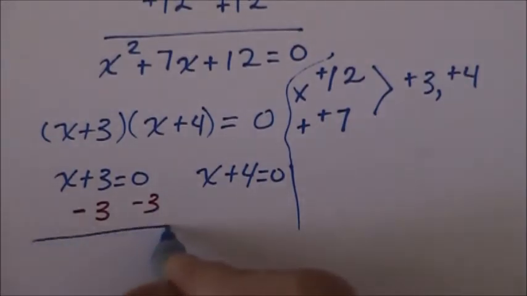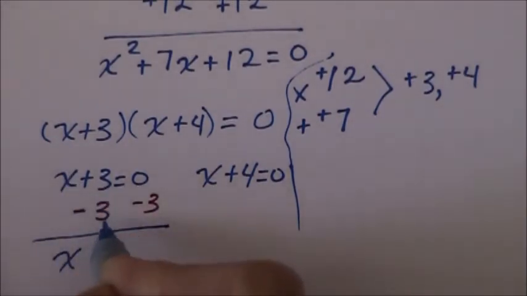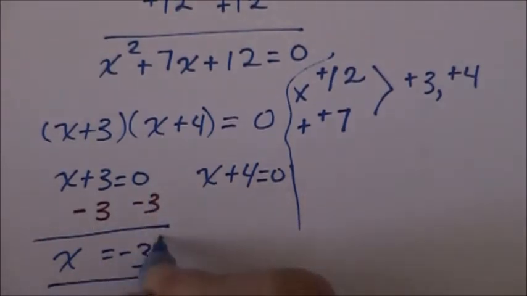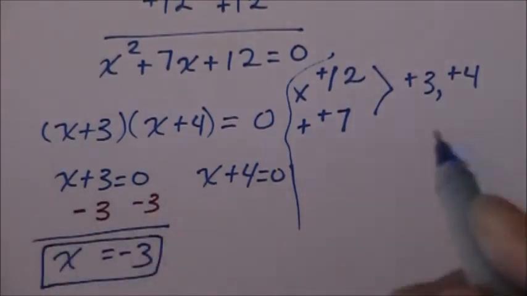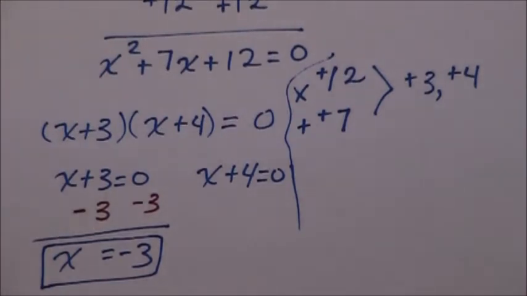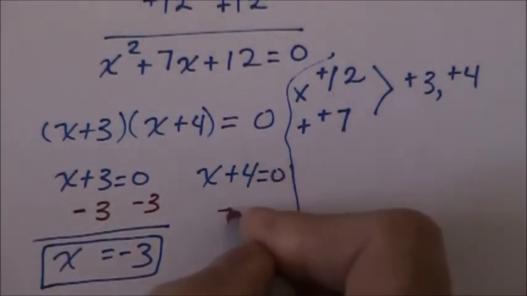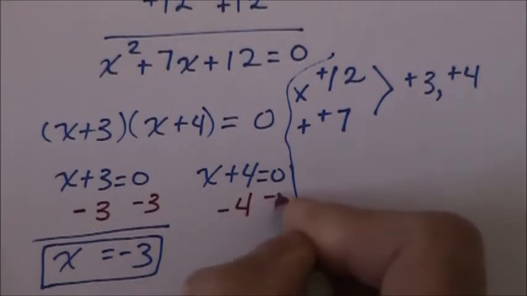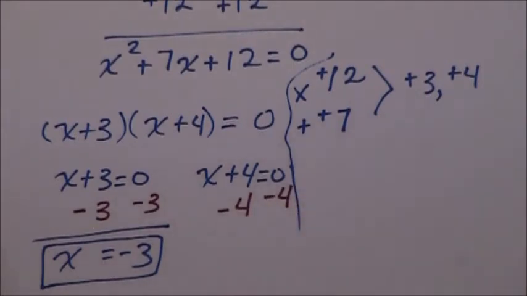That gets me x. 3 minus 3 is 0. 0 minus 3 is negative 3. There is one of my x values. On the other one, it was a plus 4. So our opposite of adding is to subtract. So we're going to subtract 4 from both sides.